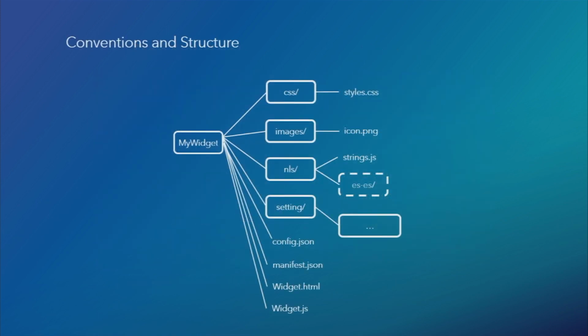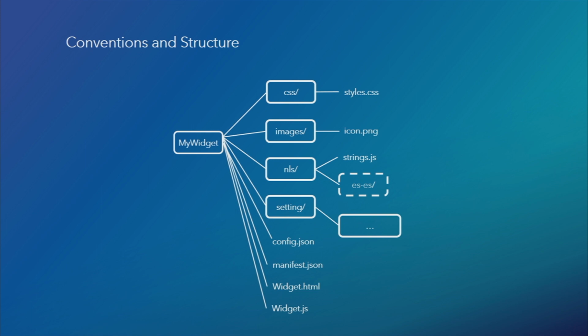The structure of Web AppBuilder is quite opinionated, which is another way of saying that Web AppBuilder expects certain files to be in certain places. This saves you from wasting time having to set up complex configuration files. All widgets must have a manifest.json file, which tells Web AppBuilder about your widget. And it must have a widget.js file, which is the main entry point that Web AppBuilder will use to call your widget. Everything else up here is optional.